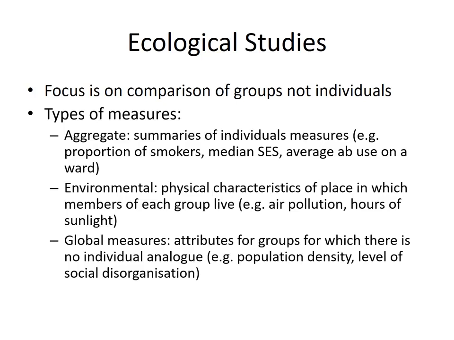Environmental data is based on physical characteristics of a place in which members of each group live. For example, hours of sunlight in the west compared to the east. Air pollution, places living next to certain uranium factories. Global measures are attributes of groups for which there is no individual analog. For example, population density, level of social disorganization.